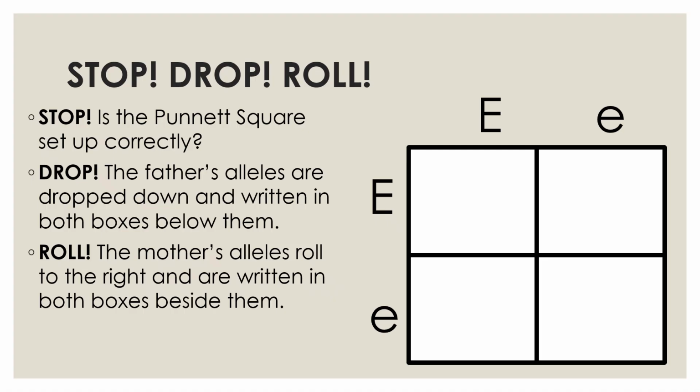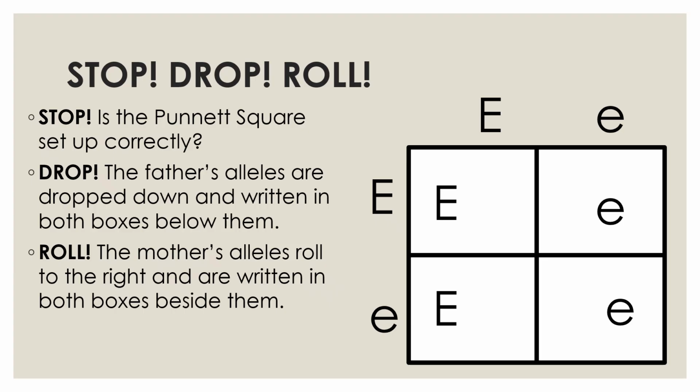So dad's big E is going to drop down into the first box, and it will drop down into the second box. Dad's little e will drop down into the first box. Dad's little e will also drop down into that second box. Notice how I wrote a little e in the column to the right, and I made sure the little e was off to the right side of the box.